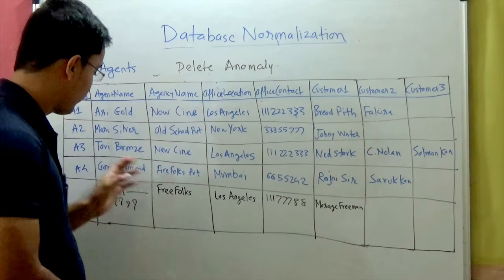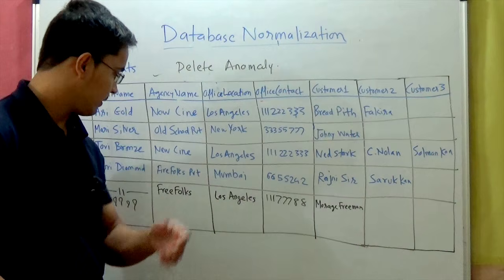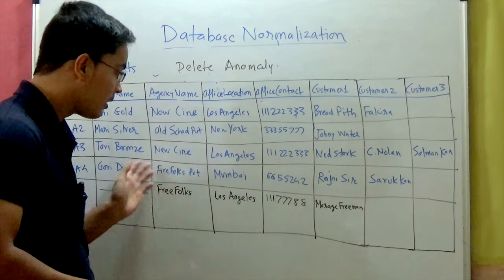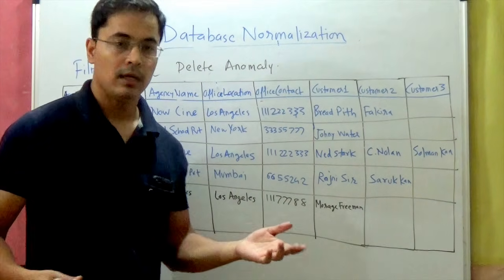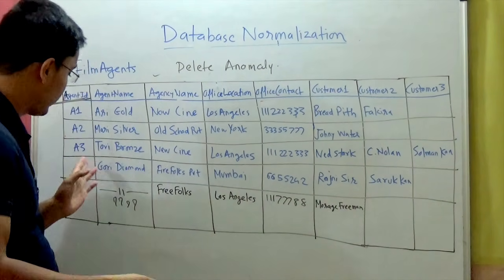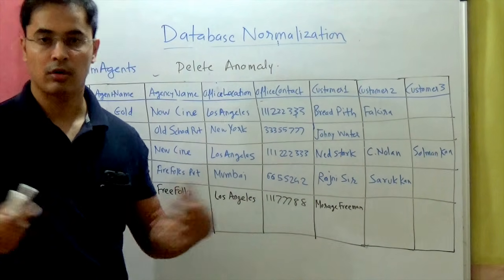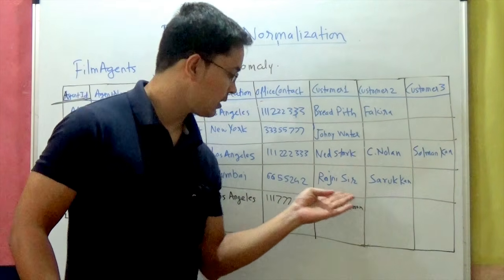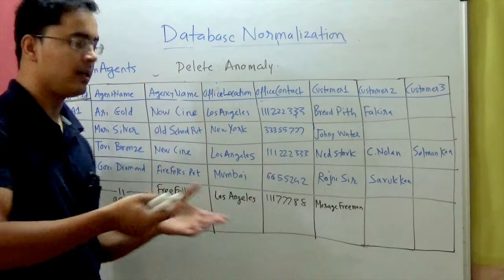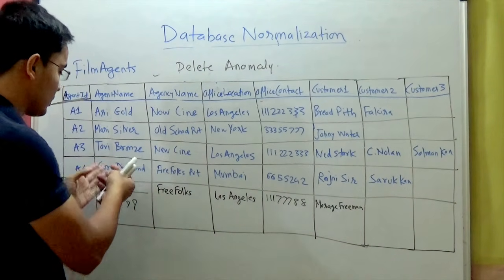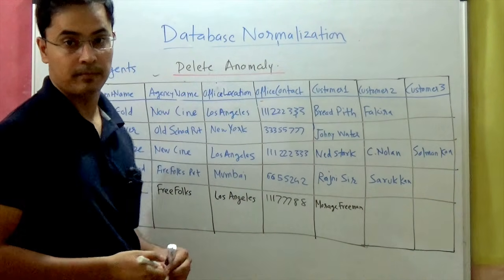But the problem is, if we remove that entry, the information about Firefolds Private Limited will also be removed from the table. The agency information will also be gone. And if we assume that there's only one agent, Gori Diamond, for this particular agency, then we won't have the agency information at all. What about the clients, Mr. Rajni and Mr. Saruk Khan? So we cannot possibly delete this information just because the agent is no more. So this is an example of delete anomaly, right?